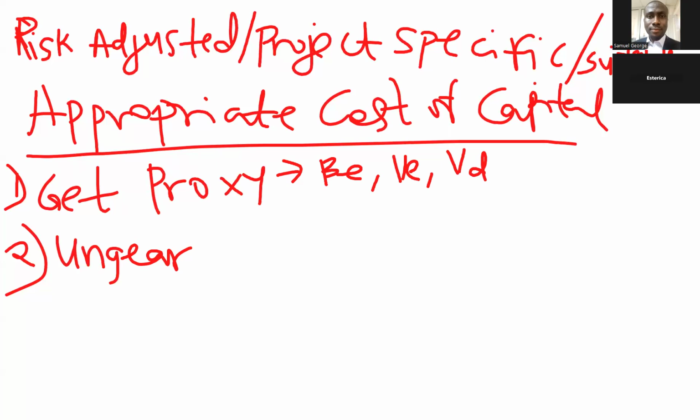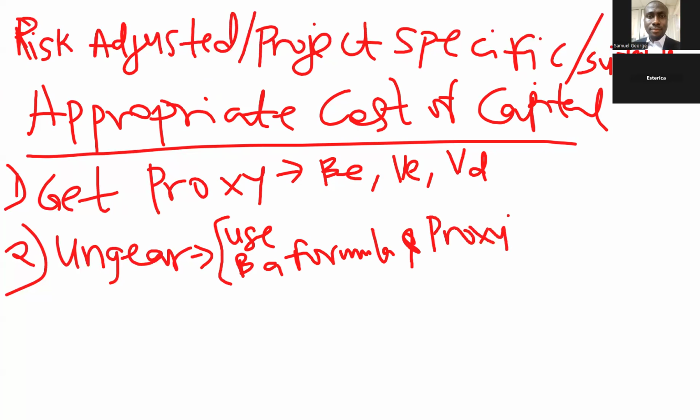You have gotten the geared beta equity. You want to ungear it. So if you want to ungear it, what do you need? You need beta. Use the beta asset formula and proxies' information. So that's what you're going to do.